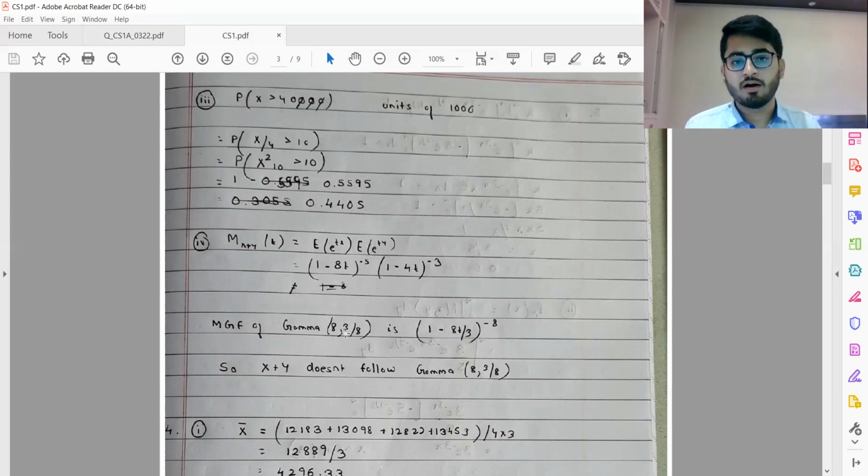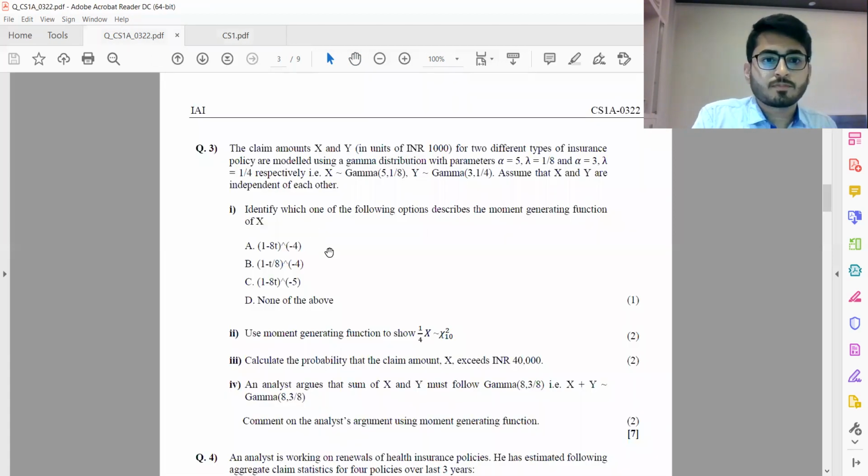If you add two independent gammas having different alphas and lambdas, it does not result in a gamma with both the parameters being added up. That is not the case.